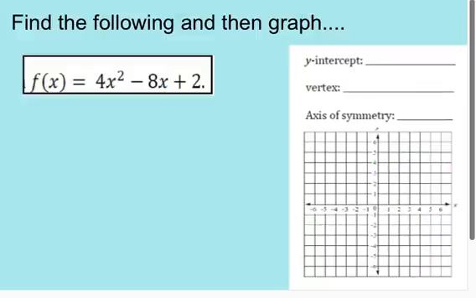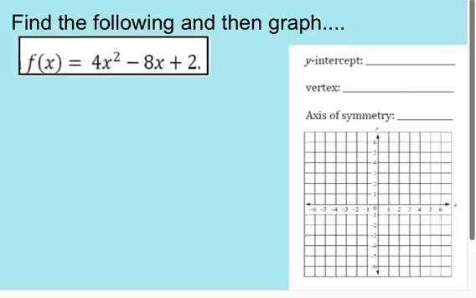Let's try another one here. You should be able to tell me what my y-intercept is right away. If I plugged in 0 for x, these would cancel out and I'd be left with 2, so my y-intercept is 2. We can graph that in if we want right away, or you can wait, either or.